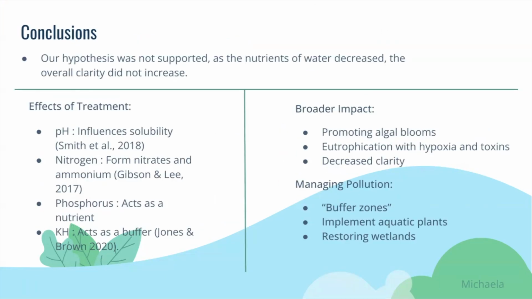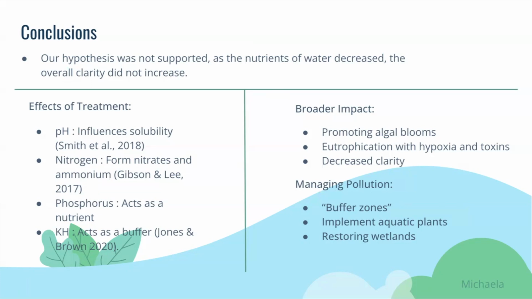So now on to our conclusion. Our hypothesis was not supported a little bit, maybe because of the errors in our timeline. It was not favorable again. But that's okay. So it's not supported because as the nutrients of the water decreased, the overall clarity did not increase. And the effects of the treatment on the conclusion, they're all a little bit similar, just back in the mechanisms. They have the same effect on algae. They're going to promote algae growth and are going to end up decreasing the overall water clarity.